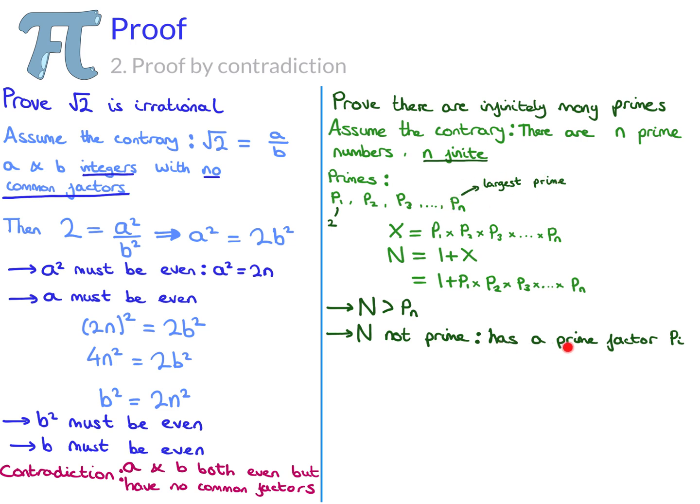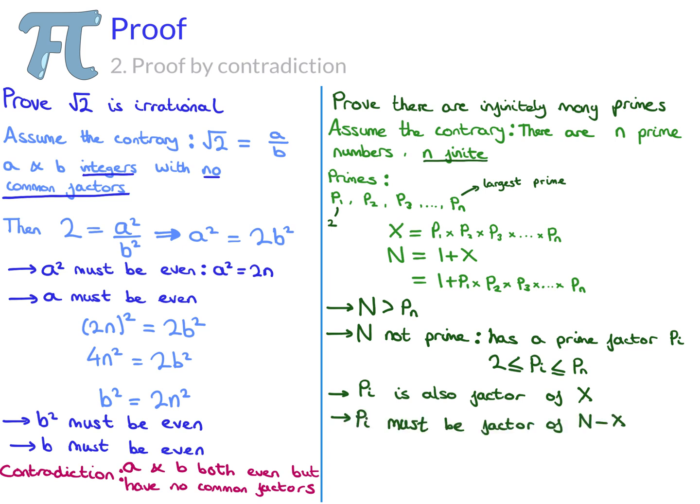This means it must have prime factors, which means there must exist in this list of primes a pi, which will be between 2 and the biggest prime number, that is a factor of capital N. This pi is also a factor of the product of all of the prime numbers. And if something is a factor of two different things, then it must also be a factor of the difference between these things. The difference between them is just 1. And here we have the contradiction.